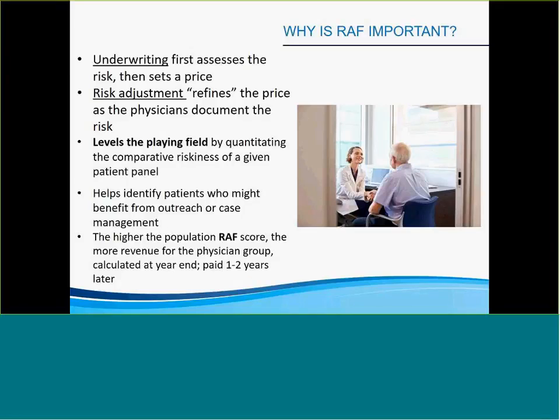If your site has a RAF of 1.2 and mine is 0.8, you should be doing more intensive services, you should be using more resources, and you should be paid more. This also identifies patients who might benefit from case management or outreach because it's a good marker of complexity. And again, the higher score, the more revenue for the physician group.